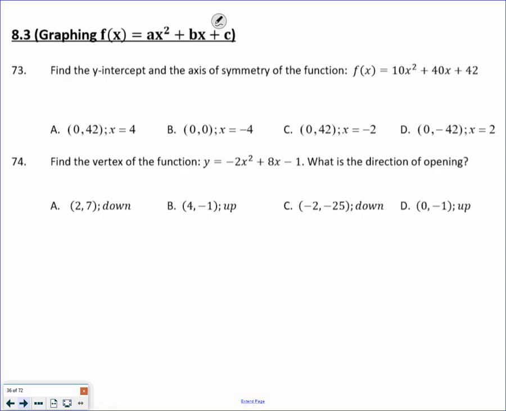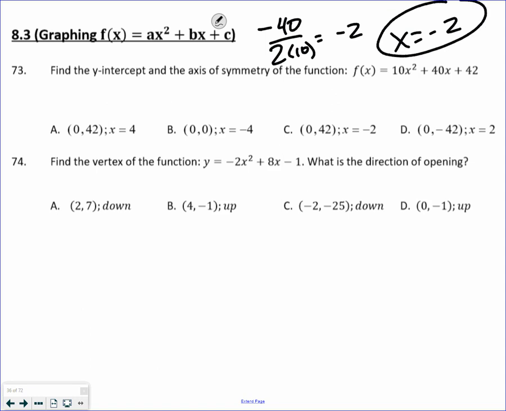Find the y-intercept and the axis of symmetry for the function. All right, we're going back to negative b over 2a. So I have negative 40 divided by 20 is negative 2. Plug negative 2 back in. That will get you the vertex. It's not asking you for the vertex, so I'm going to stop right there. X equals negative 2 then is the axis of symmetry.